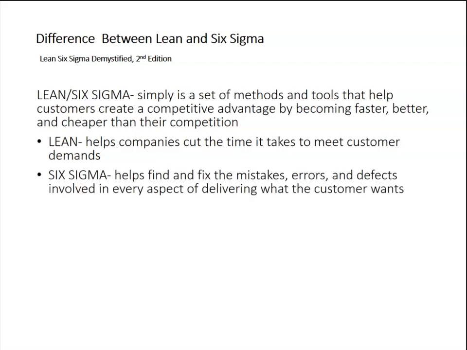Six Sigma helps find and fix the mistakes, errors, and defects involved in every aspect of delivering what the customer wants. And it's kind of a simple analogy, but I think I said this before in the classes. How I see Lean Six Sigma is that if you lean a process, say the cleanliness of your room, the lean would clean the room, and then Six Sigma will prevent the room from ever becoming dirty again. So that's where you start, figuring you don't throw your socks on the floor. You have a regimen of cleanliness and cleaning up.